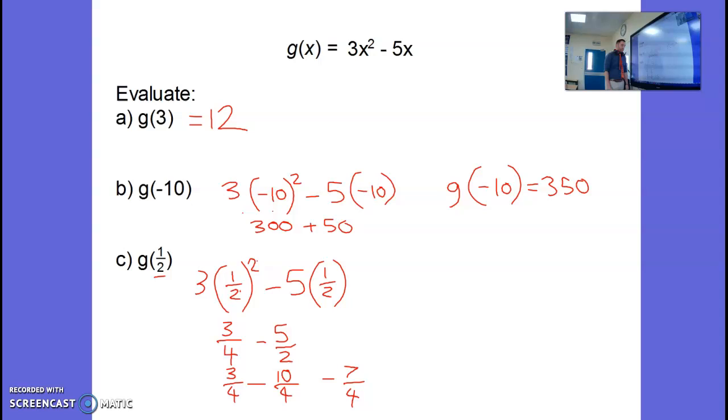Or negative 1 3/4 if you prefer. It equals... So yeah, you can substitute anything in. You can use a calculator. You can do as you like.